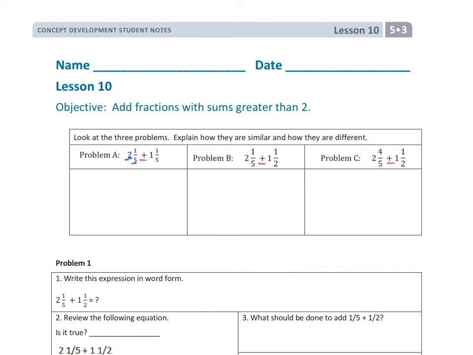There's a few differences. So look at problem A. Problem A has fifths and fifths. So the denominators match. So I'm going to say the units match. We're using fifths for both parts of that problem. Especially when I look over here. Look at problem B. Fifths, halves. So the units don't match.